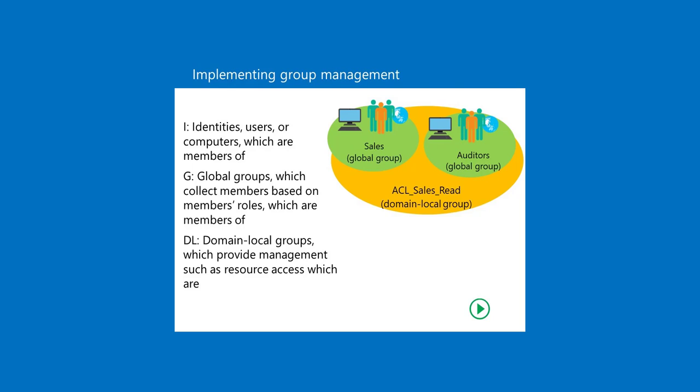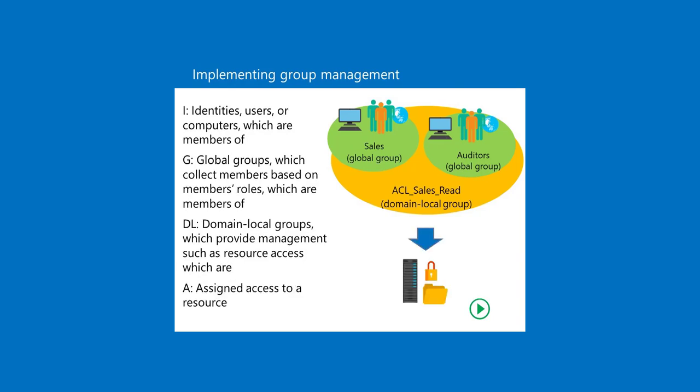This strategy results in 2 single points of management, thereby reducing the management burden. One point of management defines who is in sales, and the other point of management defines who is an auditor. Because these roles are likely to have access to a variety of resources beyond the sales folder, you have another single point of management to determine who has read access to the sales folder. Furthermore, the sales folder might not be a single folder on a single server. It could be a collection of folders across multiple servers, each of which assigns the Allow Read permission to the single domain local group.